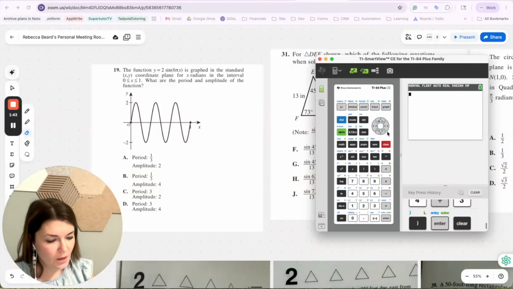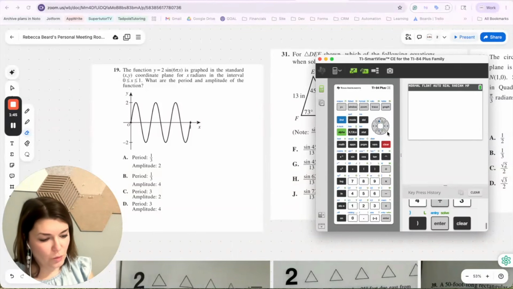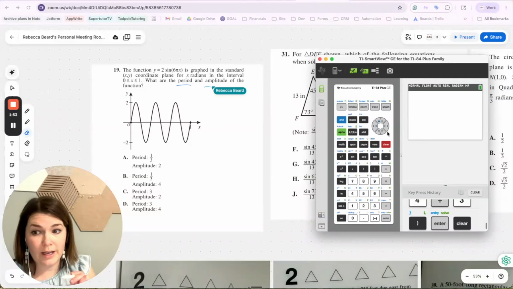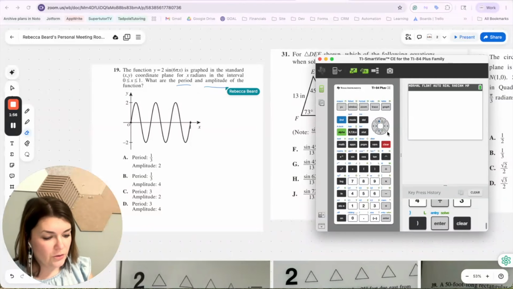Okay. So 19 is our first one. This is a very common one, and they normally have one of these per test where they're asking for the period and/or amplitude. So we're going to talk about that. The function y equals 2 sine 6 pi x is graphed in the standard xy coordinate plane for x radians at the interval blank. What is the period and amplitude of the function?